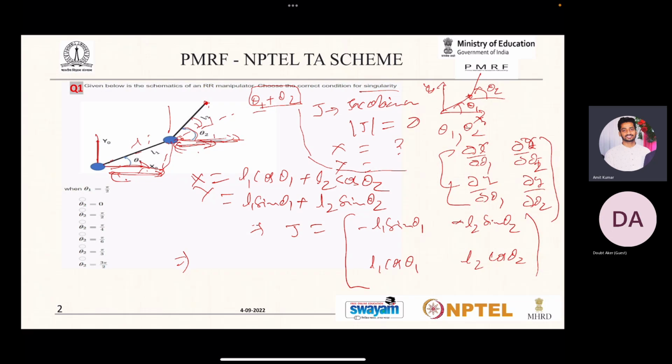Yeah, that's why, whatever answer you were comparing last time, you were getting confused. So here, if you try to find this determinant and make it 0, you'll find that theta 1 should be equal to theta 2. That is one of the conditions. And here, as theta 1 is given as pi by 2, theta 2 should also be pi by 2. So the correct answer for this question will be pi by 2.